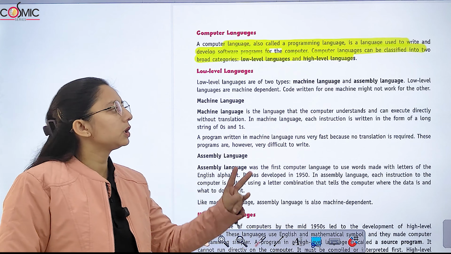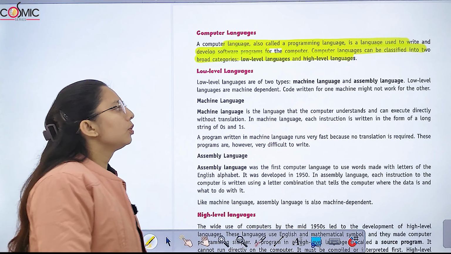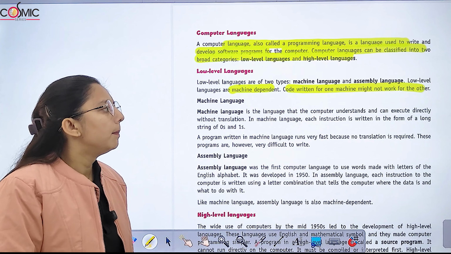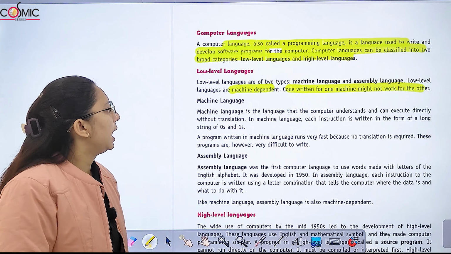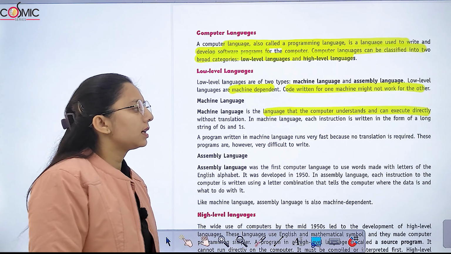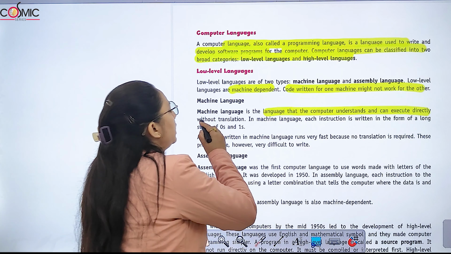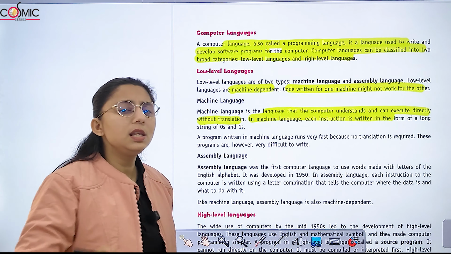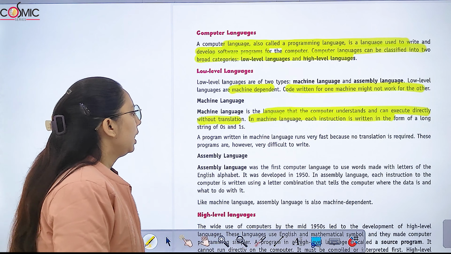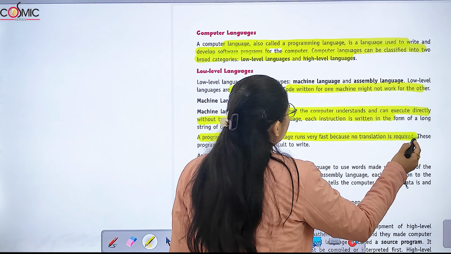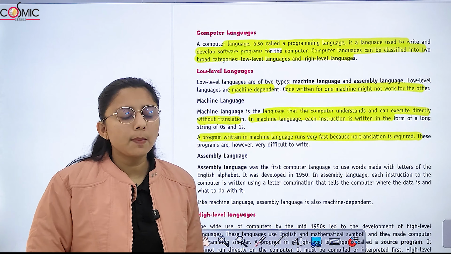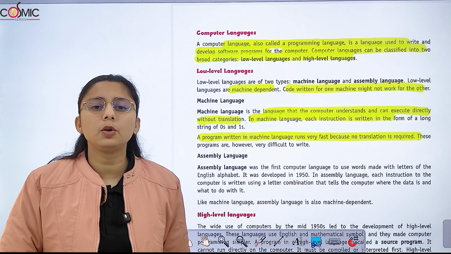Low level languages are of two types: machine language and assembly language. They are machine dependent: code written for one machine might not work for another machine. Machine language is what the computer understands and can execute directly without translation. In machine language, each instruction is written in the form of a long string. A program written in machine language runs very fast because no translation is required.